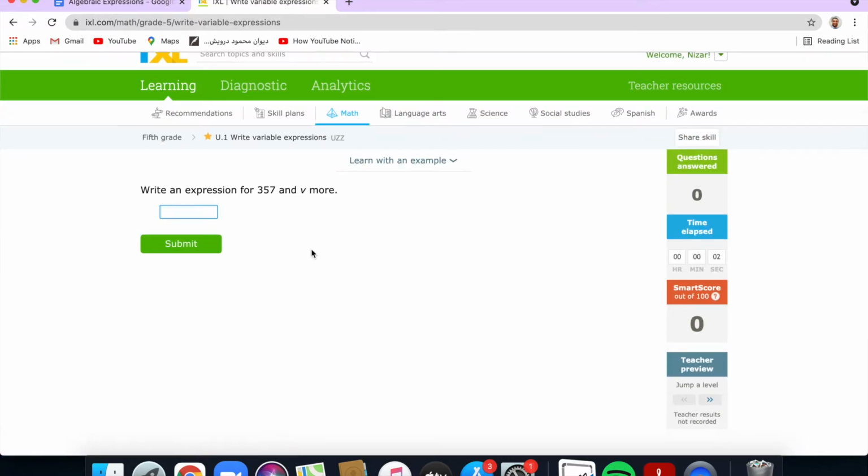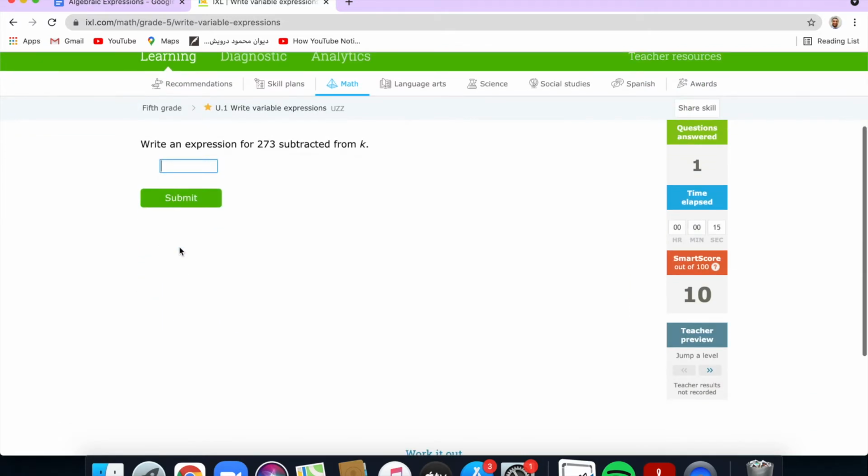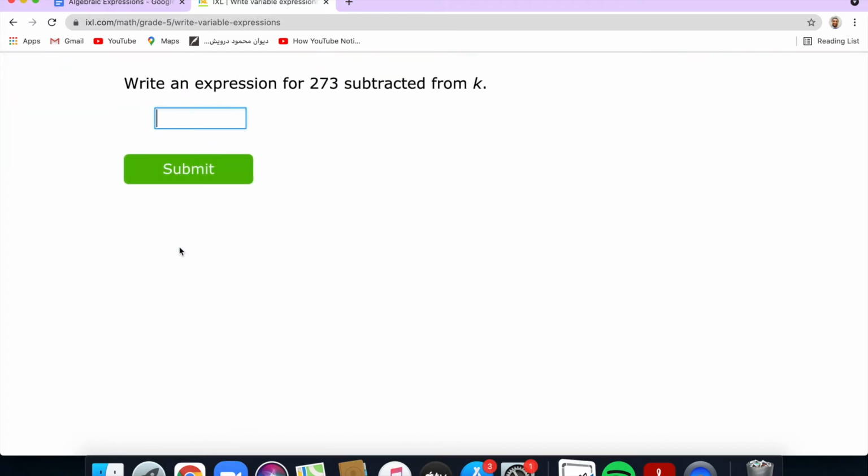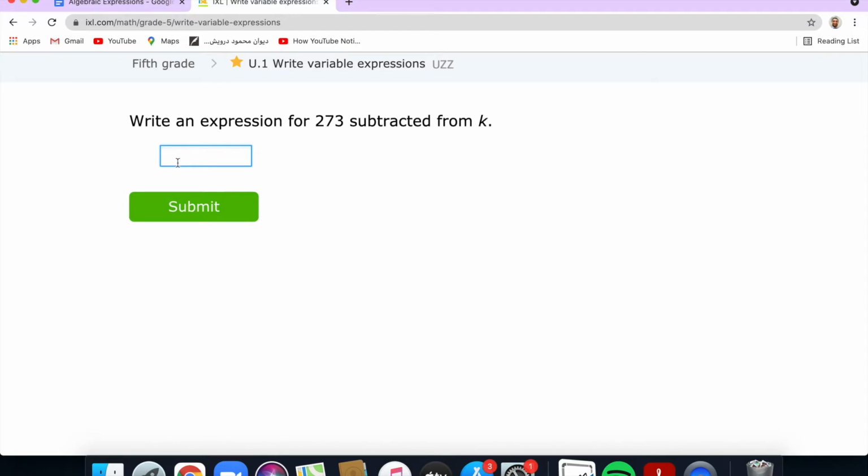Write an expression for 357 and V more. So that means addition. 357 plus V. Here on IXL you cannot say X because they want you to write K or V.